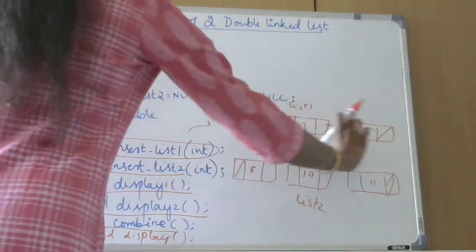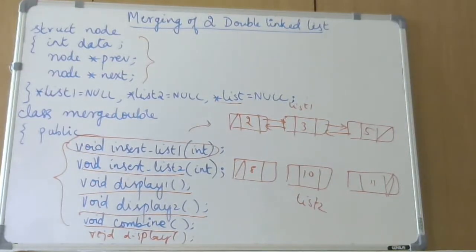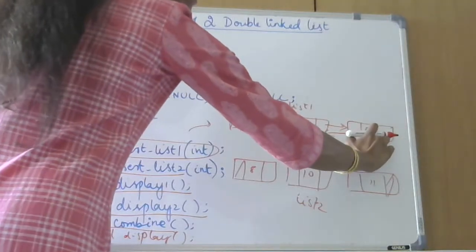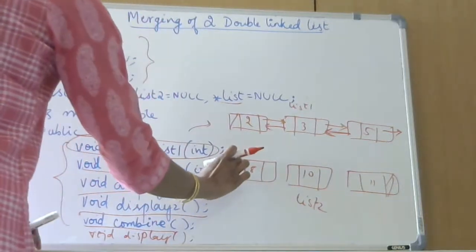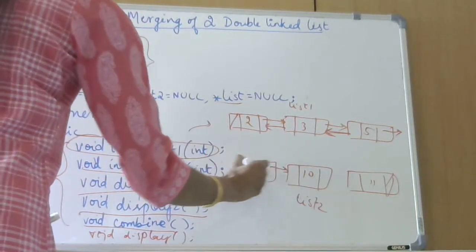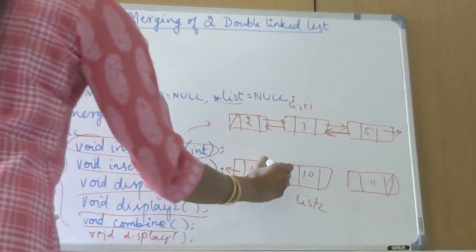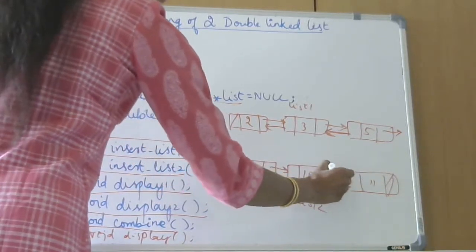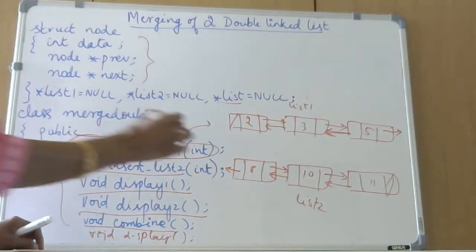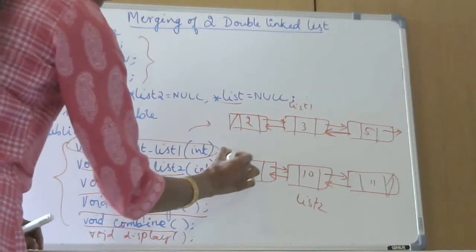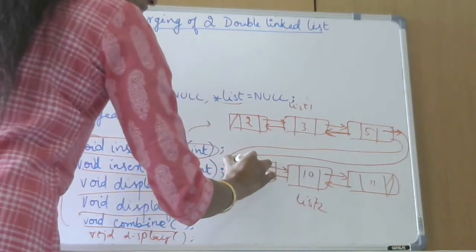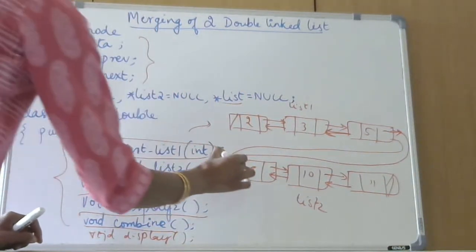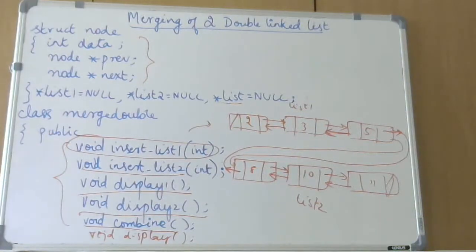If we have taken two lists and we have to merge them, we have to keep these two lists ready. This node has a previous link and it has a next link also. Similarly, this node has a next link, it also has a previous link. Every node has previous and every node has next. So the previous of this list 2 should go and connect here, and the next of this should come and connect there. That is what we are going to do when we want to merge two lists.